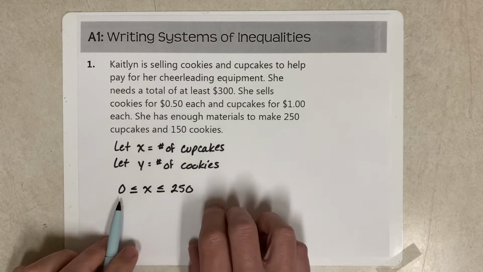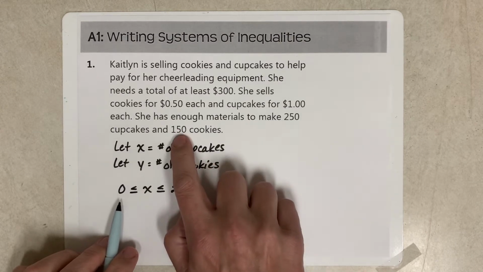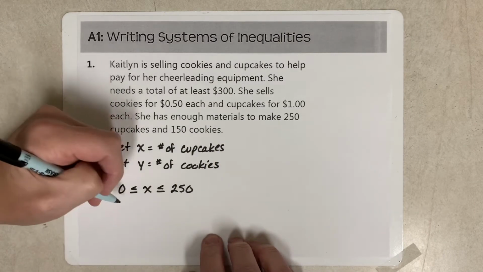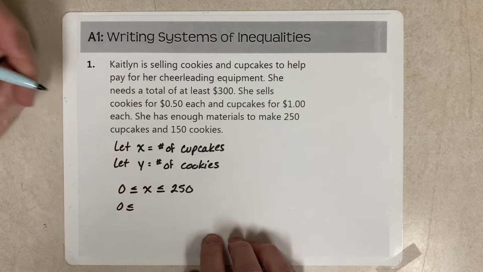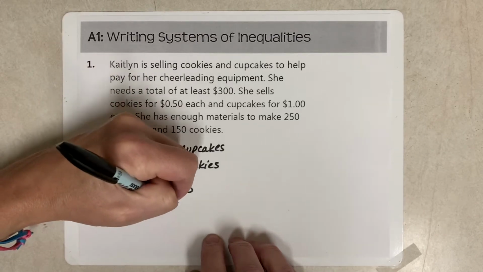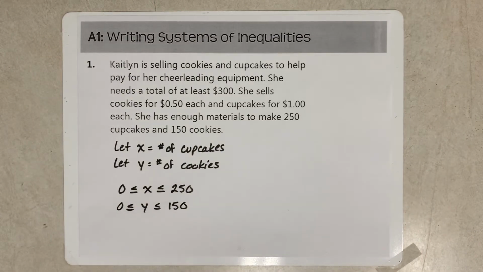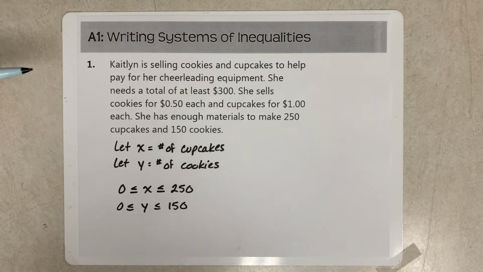Then for the number of cookies she can make, it says she can make 150 cookies. So for cookies, or Y, you can only go from 0, because she can make none, all the way up to 150. And believe it or not, on the end of course test, these are items that they do tend to ask, and you just have to write the inequalities down. So far we have 2.